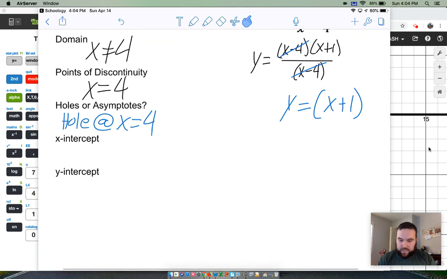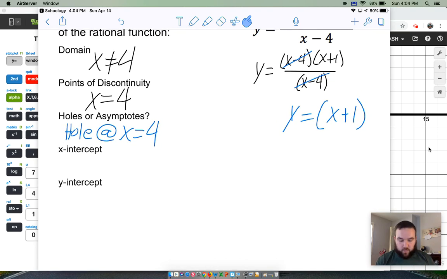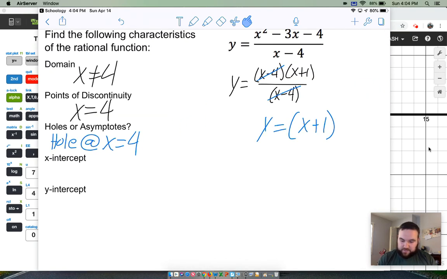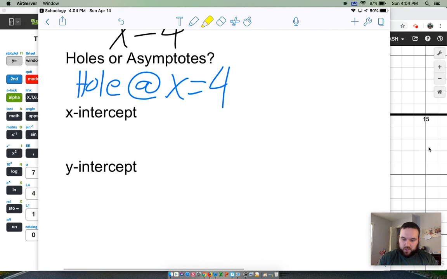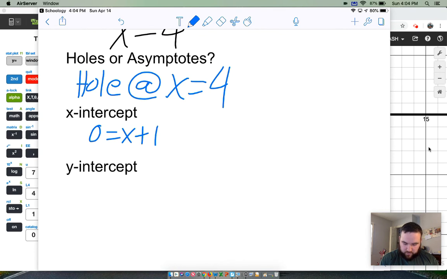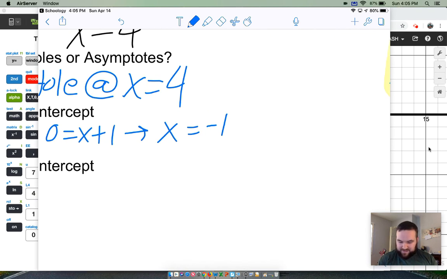And then finally, what I want to do is find the x and y intercepts. For the x-intercept, I'm going to let y be 0. The nice thing is I can use the simplified version now that I've addressed the fact that there's a hole in the graph. For the rest of this problem, I can use the simplified version of just y equals x plus 1. So I want 0 equals x plus 1, which means what value of x can I plug in and get 0? That must be negative 1. So my x-intercept is (-1, 0).